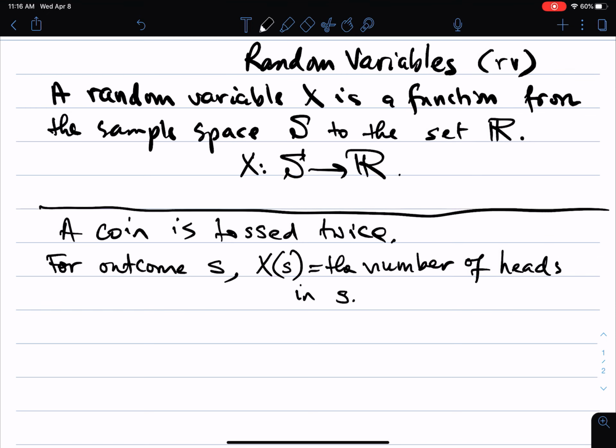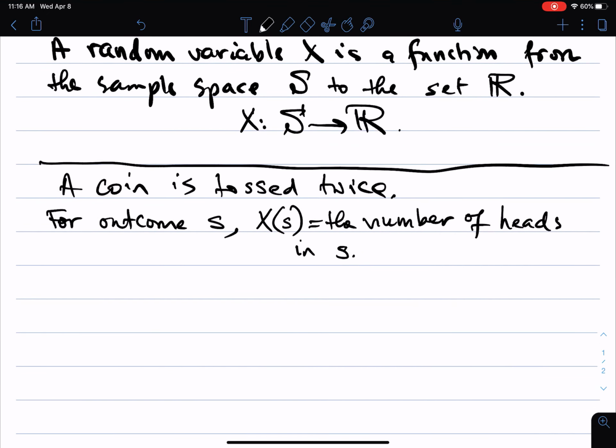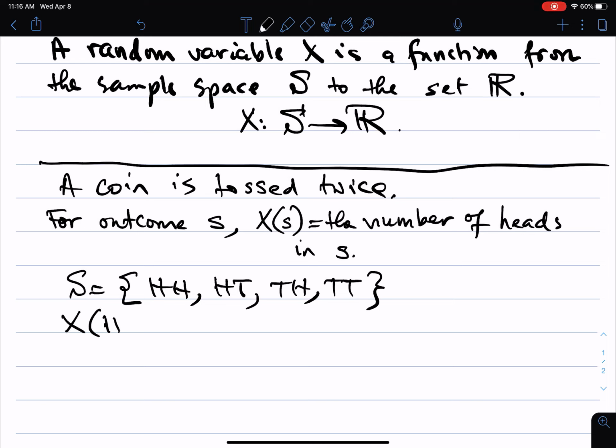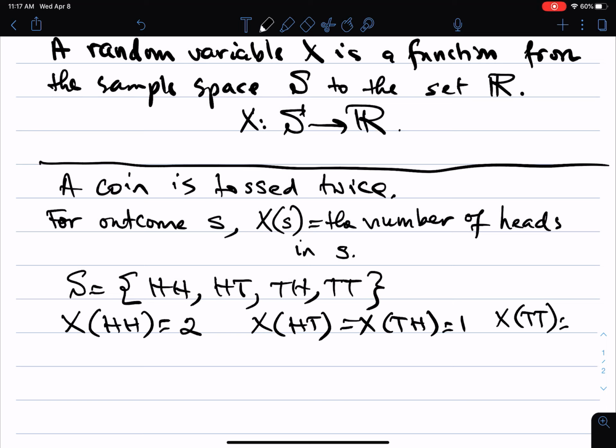Okay, so if we look at the coin being tossed twice, and we think about the sample space, it is either HH, HT, TH, or TT. So x is a random variable that assigns to each one of these outcomes the number of heads in it. For HH, it assigns the value 2, for HT and for TH, it assigns the value 1, and for TT, it assigns the value 0.